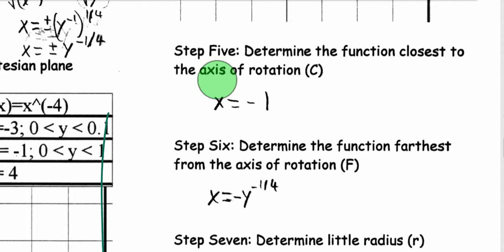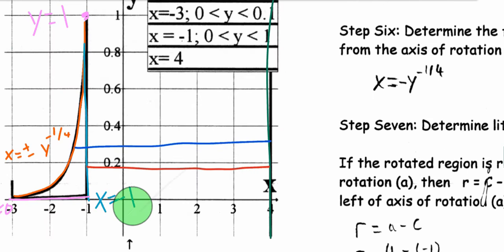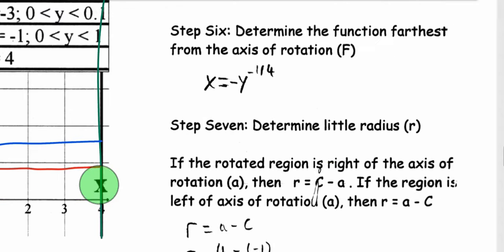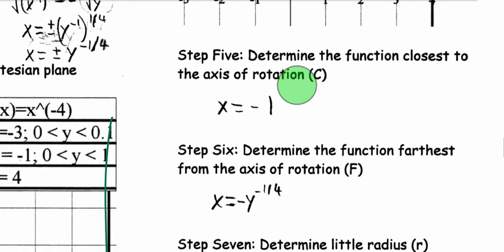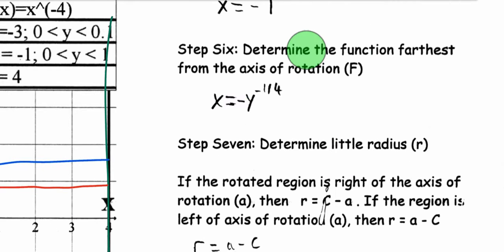Okay, so step 5 is to determine the function closest to the axis of rotation. In this case, it's x equals negative 1 that is closest to x equals 4. So we're going to call that C. C, again, just stands for closest to. The one furthest away is our other function, going to be x equals negative y to the negative 1/4.